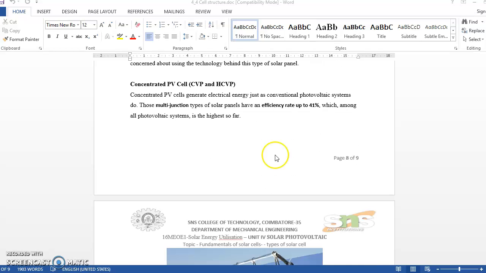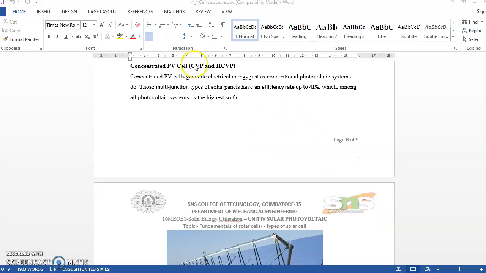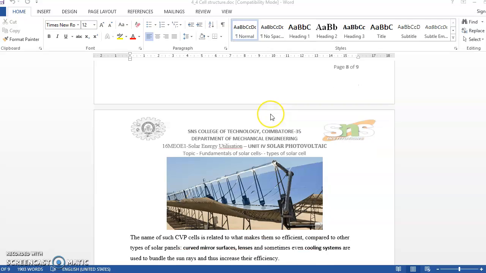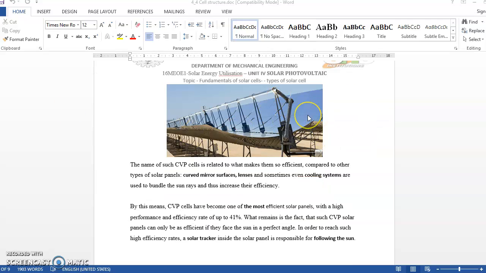Next is the concentrated PV cell, that is called CPV and HCPV. So these cells generate electrical energy just like a conventional photovoltaic system. Those multi-junction type solar panels have an efficiency rate of 41%. So the name of such CPV cells is related to what makes them so efficient compared to other types of solar panels. Curved mirror surfaces, lenses, and sometimes even cooling systems are used to bend the sun rays and thus increase their efficiency.